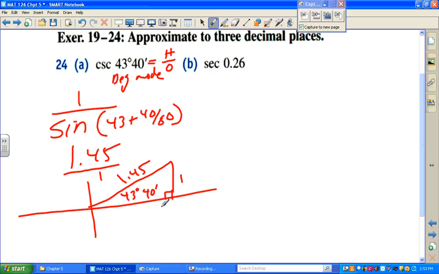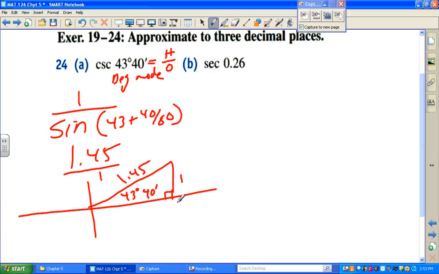I'm getting like 0.6. All right, Beamer, give it here. Are you in degrees? Yeah, it's 1 divided by sine of 43 plus 40 divided by 60. Woo-hoo! Here you go.